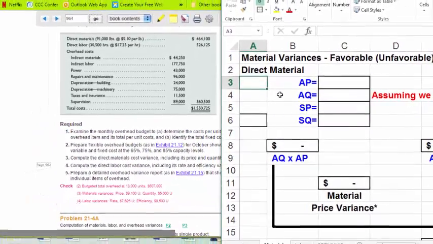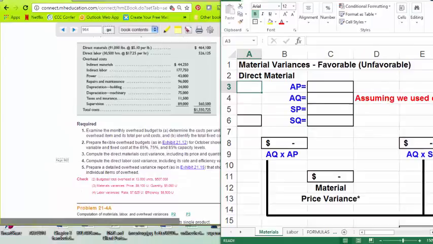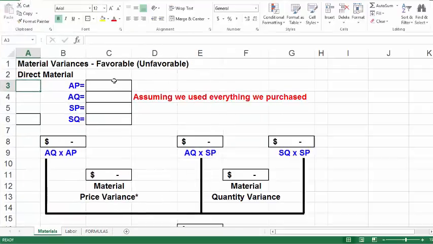And with that, we're going to see our little matrix. So let me make this big so you can see it. We have a space for actual price, actual quantity, standard price, and standard quantity. So we'll need to figure out these factors so that we can plug it into our matrix. First prong is actual quantity times actual price, and we're going to take the difference between actual quantity times standard price. So the difference between these two products, and that will give us our material price variance.